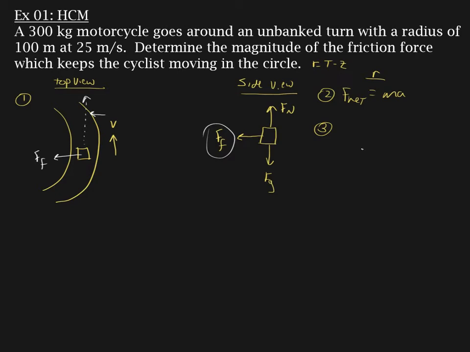So finally, step number three, we're going to substitute our forces in for F net. And remember, we're only interested in the radial dimension, and the radial dimension is going to be the force of friction. That's going to be it. And then we write m times a.